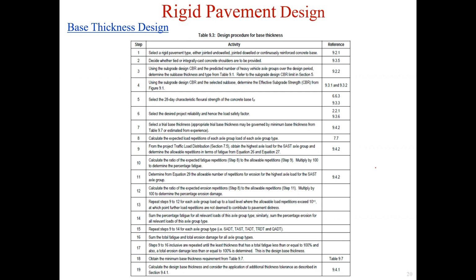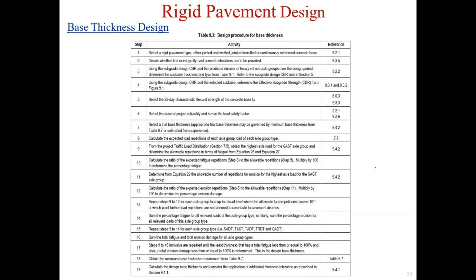Then steps 9 to 16 are repeated until the least thickness that has both total fatigue and total erosion damage less than or equal to 100% is determined. That thickness will be the design base thickness. We also need to meet the minimum base thickness requirement from table 9.7. Lastly, we confirm the final design base thickness and consider the potential application of additional thickness tolerance.